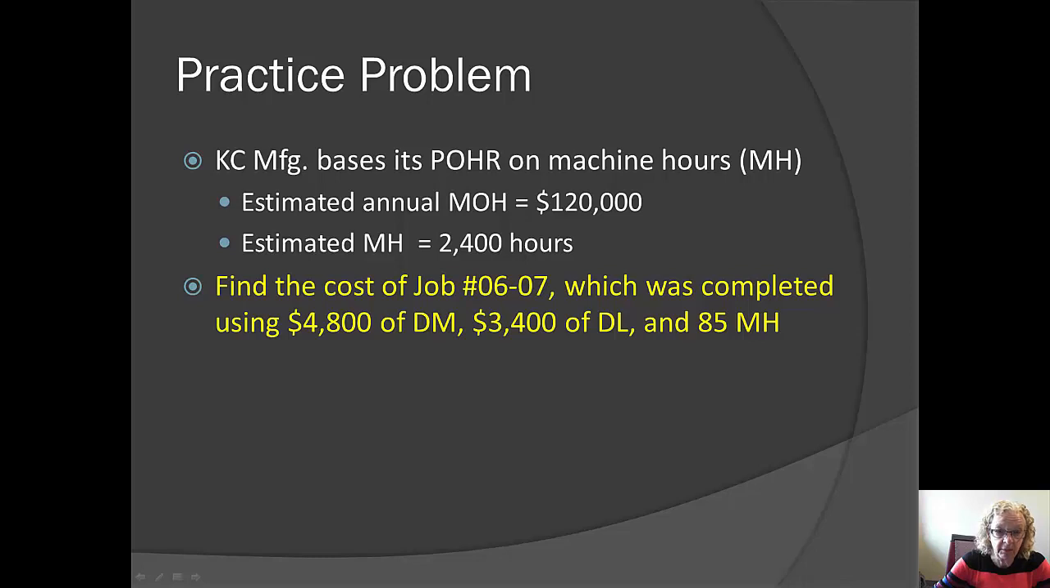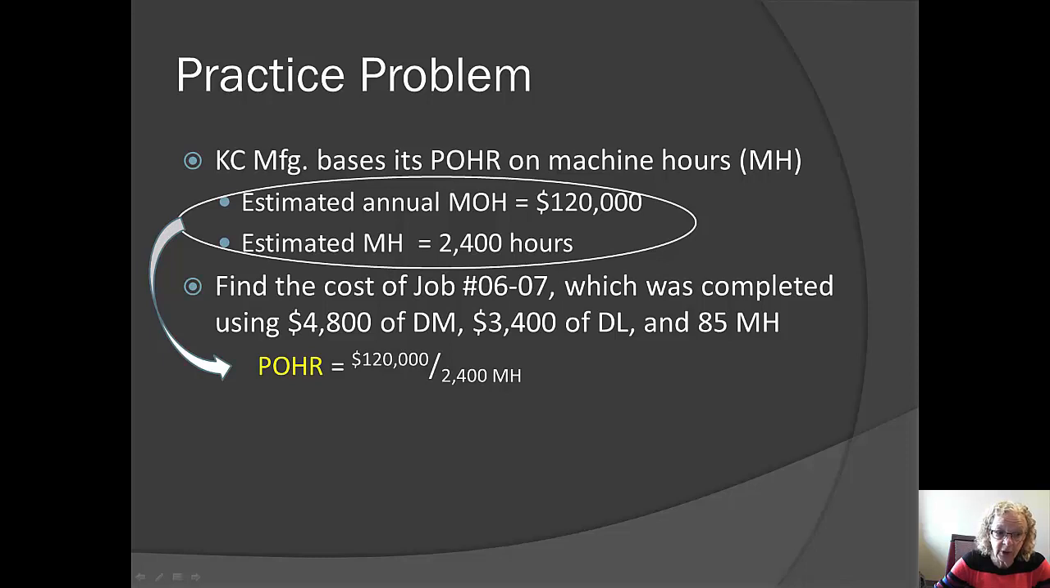To solve this problem, the first thing that we have to do is to determine our predetermined overhead rate by taking the estimated overhead and dividing by the total number of machine hours. If you divide $120,000 of overhead by 2,400 machine hours, you get a number, 50. That tells us assign $50 of overhead to any job for each machine hour that the job uses.